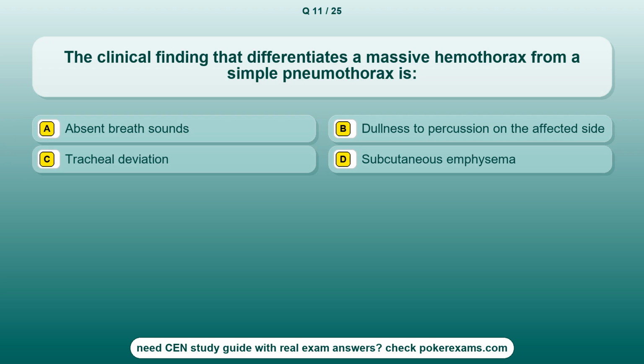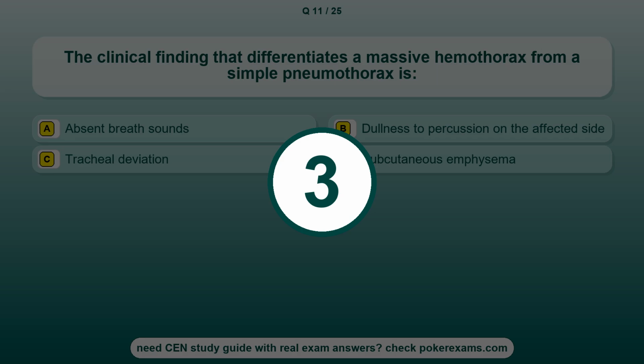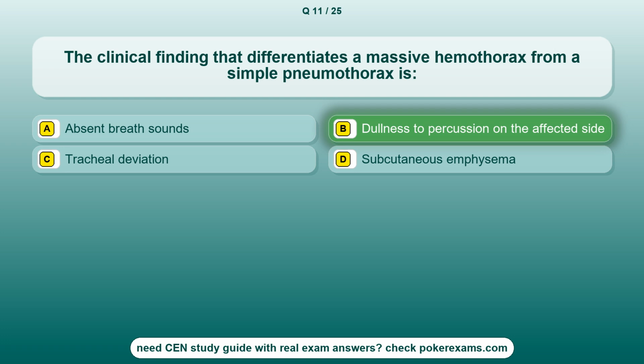Question 11. The clinical finding that differentiates a massive hemothorax from a simple pneumothorax is option A, absent breath sounds. Option B, dullness to percussion on the affected side. Option C, tracheal deviation. Option D, subcutaneous emphysema. The correct answer is option B, dullness to percussion on the affected side.